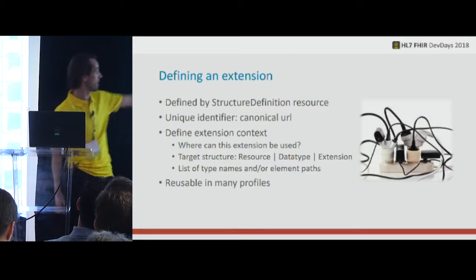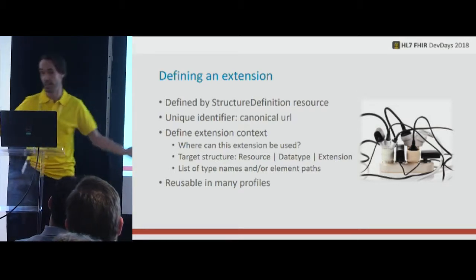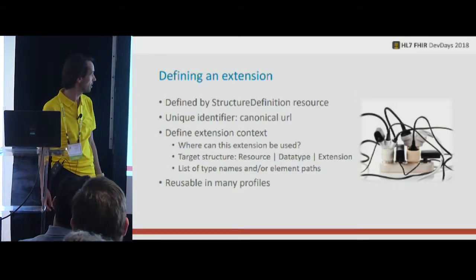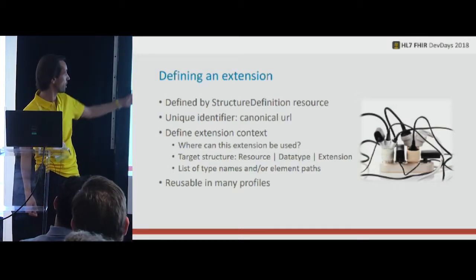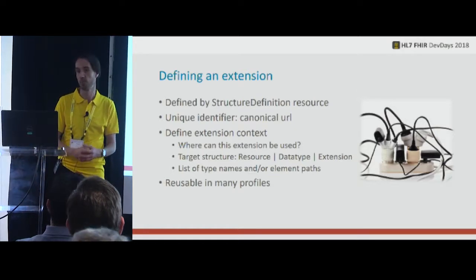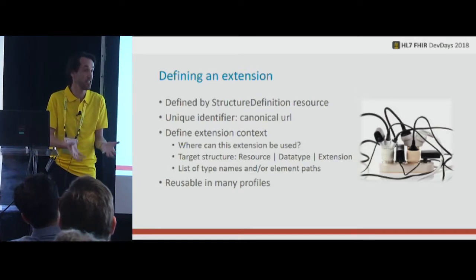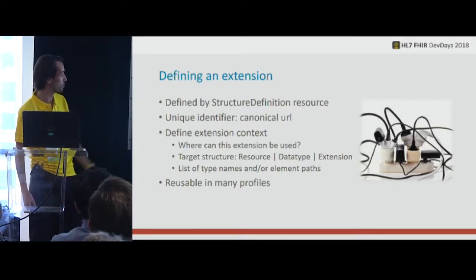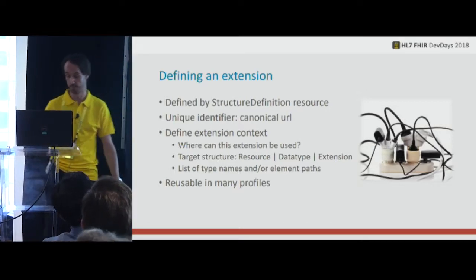So how do you define it? Well, it's just a structure definition, just like a data type. You need to assign a unique canonical URL. Well, this is my extension. Where can this extension be used? Well, for example, race and ethnicity, they're useful on a patient and a person, but not so much on a condition, so you can express that. But you could reuse it in many profiles.